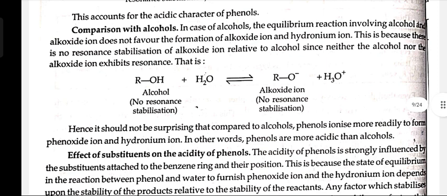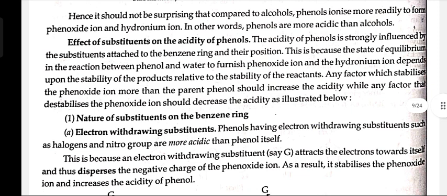The comparison with alcohols. In case of alcohols, the equilibrium reaction involving alcohol and alkoxide ion does not favor the formation of alkoxide ion and hydronium ion. This is because there is no resonance stabilization of the alkoxide ion relative to the alcohol, since neither the alcohol nor the alkoxide exhibits resonance. Hence, it should not be surprising that compared to alcohols, phenols ionize more readily to form the phenoxide ion and hydronium ion. In other words, phenols are more acidic than alcohols.